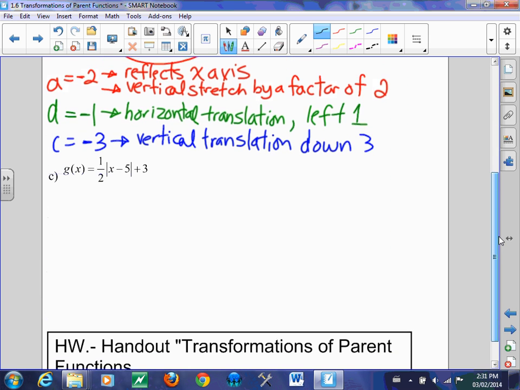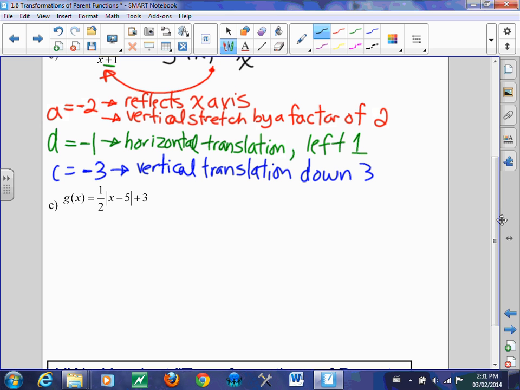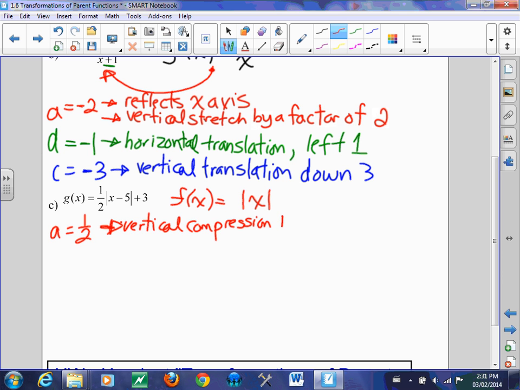All right. Last question. Let's see if we can do it here. Hopefully you recognize the absolute value signs, guys. You know that f at x equals absolute value of x. That's our absolute value function. A in this case, folks, is 1/2. What does that tell us? That tells us we have a vertical, and not a stretch this time, but a compression, because it's less than 1, by a factor of 1/2.